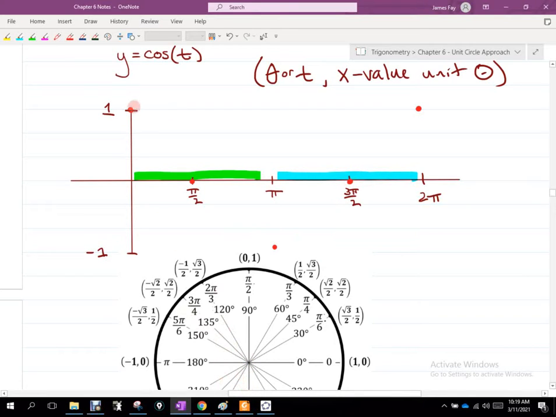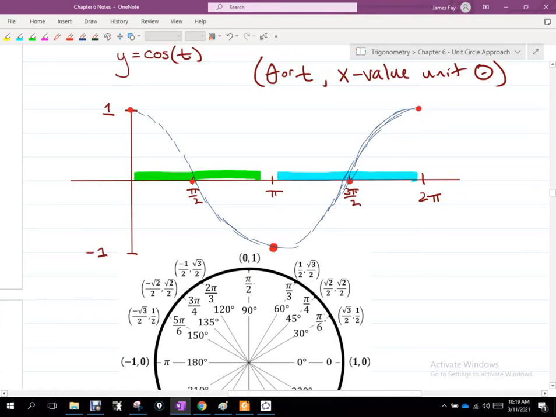So we plot a starting point at 1, a finishing point at 1. Halfway in between, we're at -1. Then halfway in between those 2 points, we have an x-intercept. Halfway in between those 2 points, you have an x-intercept. And that's the quick way, using symmetry, to help us graph that curve.